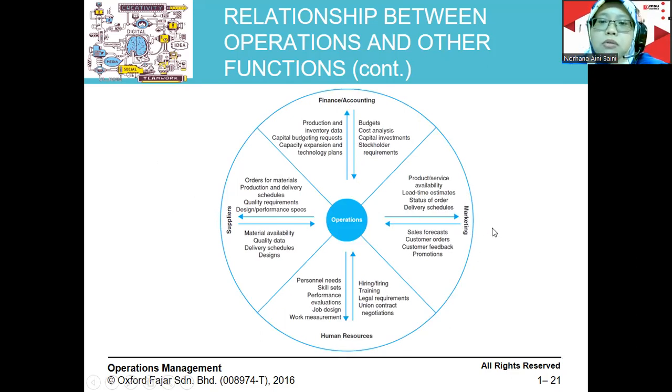Marketing, in terms of the sales and the promotion, and then human resource, definitely the staff itself, and also the suppliers. Suppliers also play an important role towards operation management, because suppliers provide the raw material so that the company can have the raw material.